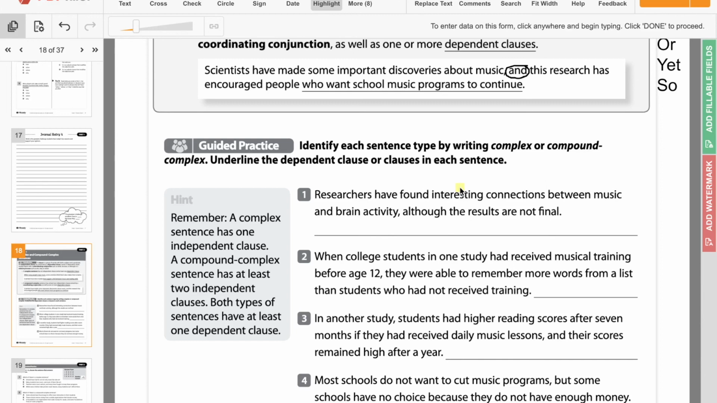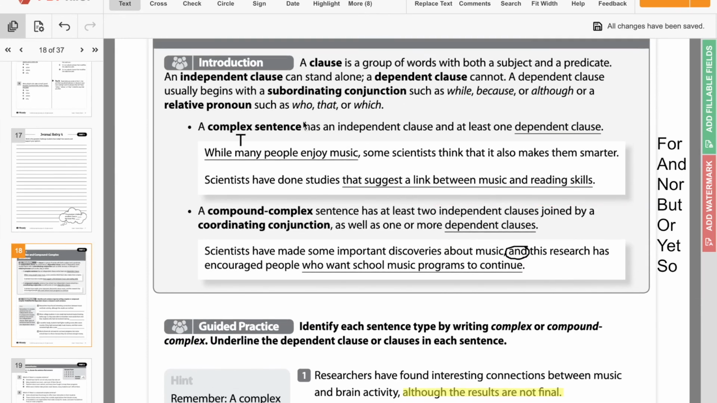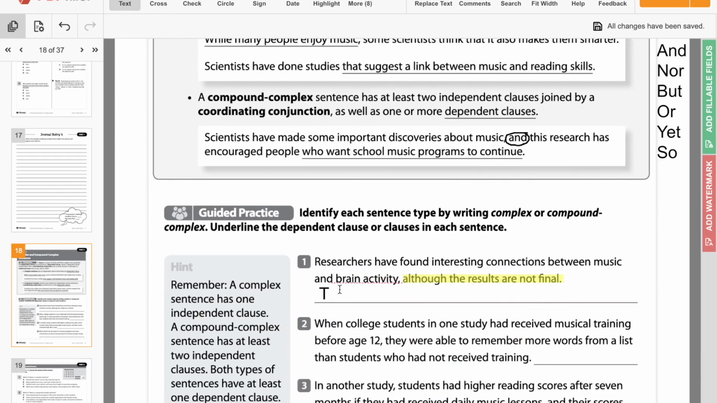Researchers have found interesting connections between music and brain activity. If we stop there, does that make sense on its own? Yes, so that's not going to be a dependent clause. That's going to be an independent clause. Now, how about, although the results are not final? That doesn't make sense on its own, because we're wondering, although the results aren't final, what? Right? So, although the results are not final is our dependent clause. Now, we have one dependent clause, one independent clause. That's going to be a complex sentence, because in order to be a compound complex sentence, we need two independent clauses as well as a coordinating conjunction.